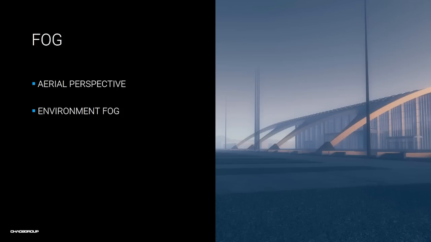So moving on to fog. There are two different types of fog available in V-Ray for Revit. There's what's called aerial perspective and environment fog. Aerial perspective is actually the scientific term for the kind of hazy effect that you see on objects that are farther away.